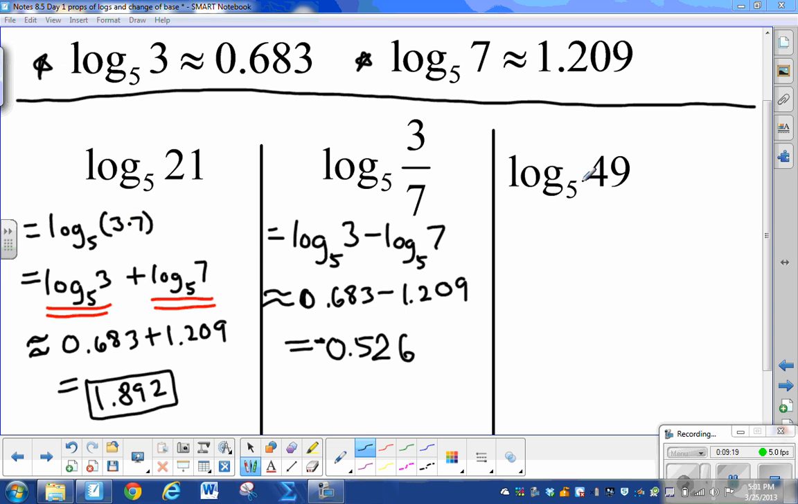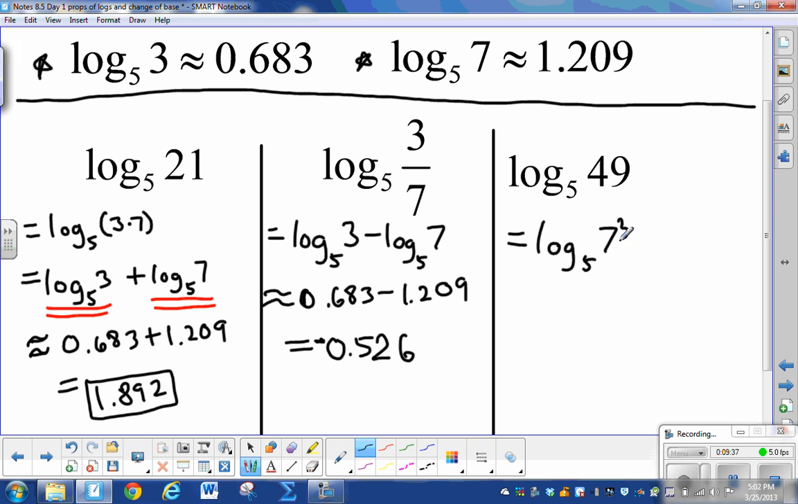All right, last one, 49. A couple of different ways you can approach this one, but I'll show you guys just using, yeah, since we haven't used it yet. So let's turn this into log base 5, and 49 is 7 squared. So 7 squared is this thing.